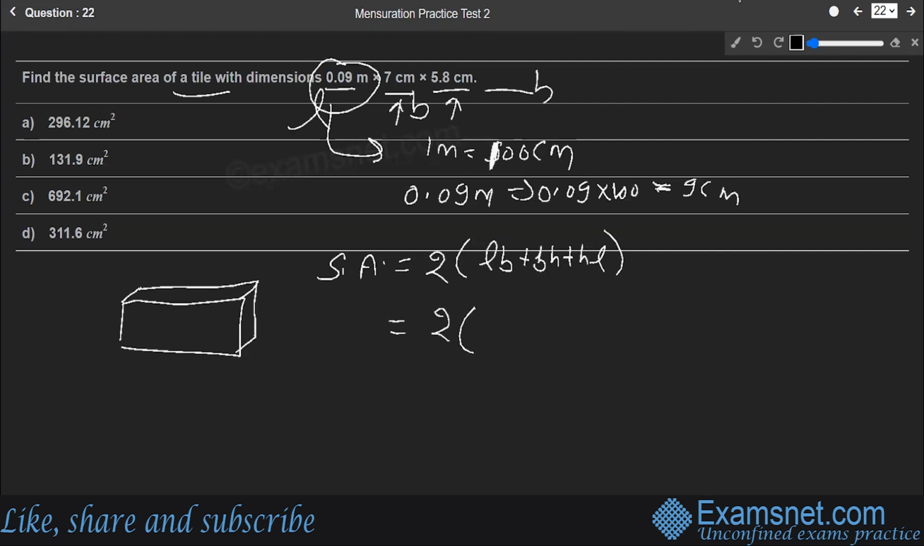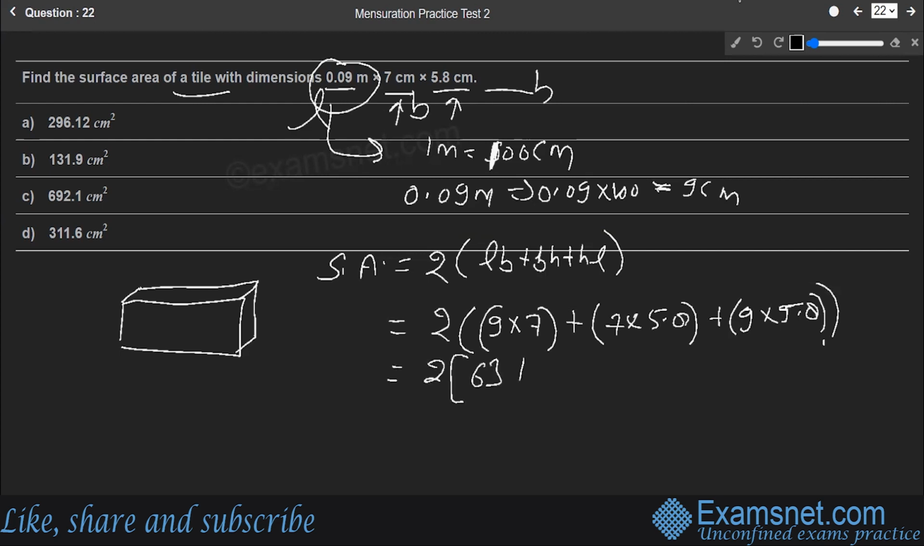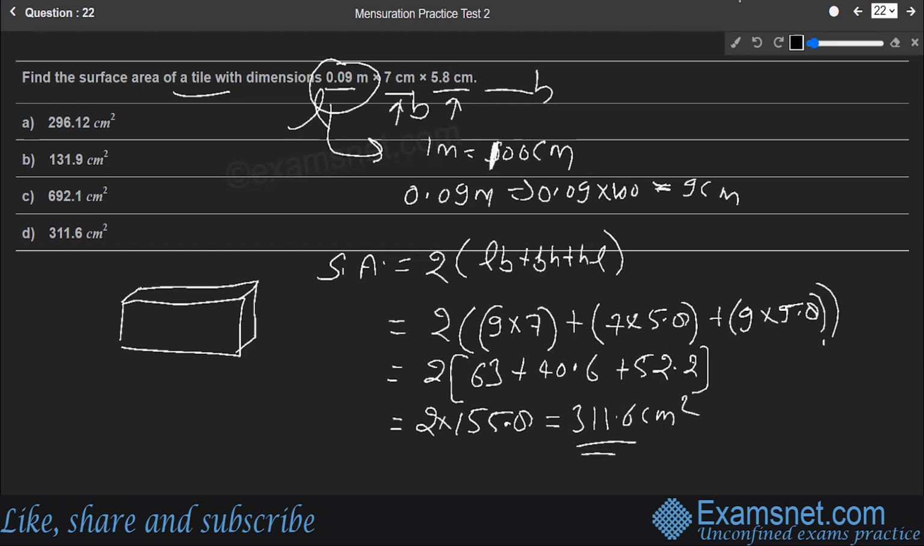So it's going to be 2 times L value is 9, B value is 7, plus B value is 7, height value is 5.8, plus L value is 9 and height value is 5.8. Now if we solve this further, this is going to be 2 times 63 plus 40.6 plus 52.2. This comes out to be twice of 155.8, which is nothing but 311.6 centimeter square. So that is the right answer. The total surface area for this particular tile is 311.6 centimeter square. It is available in option number D.